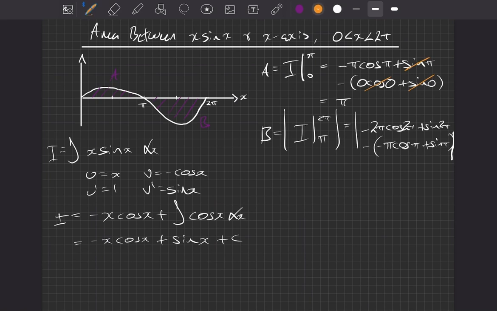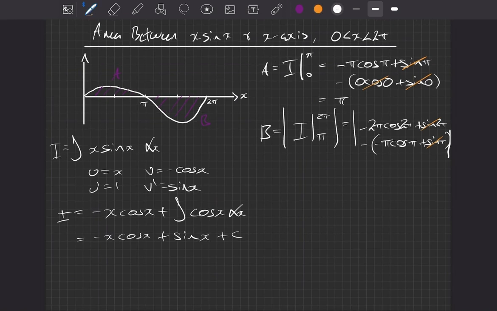Similar to last time, sine of 2 pi is 0, sine of pi is 0, so we can ignore those. So what we're left with then is minus 2 pi multiplied by cos of 2 pi. Cos of 2 pi is 1. And then negative of negative pi times cos pi. Well, cos of pi is minus 1, so you have 3 negatives, which means 1 negative, so that's a minus pi. So inside the modulus it's going to be minus 3 pi. With the modulus, that makes the whole thing 3 pi.